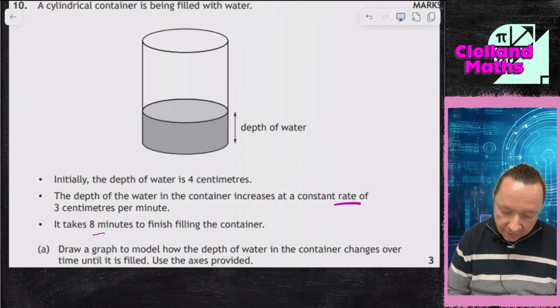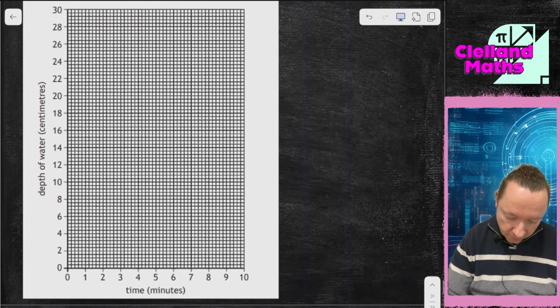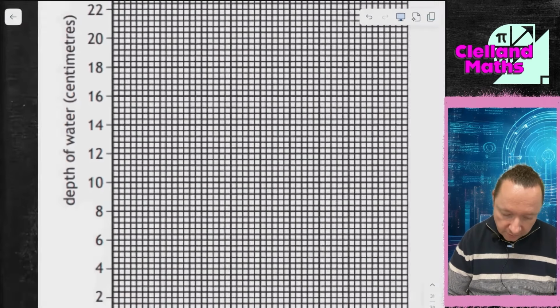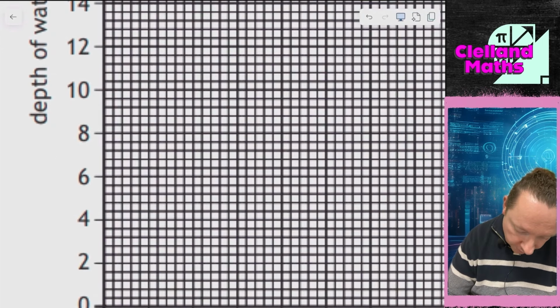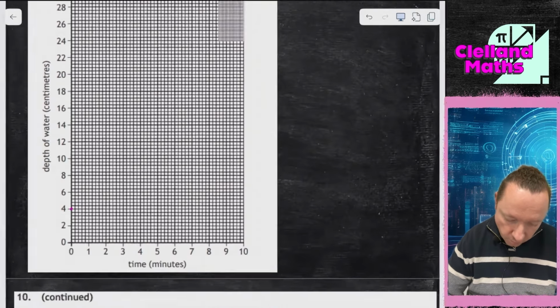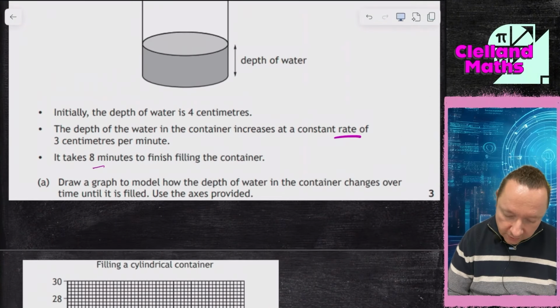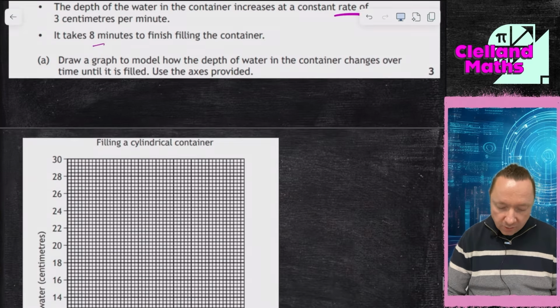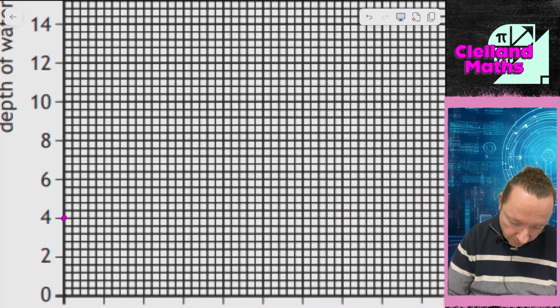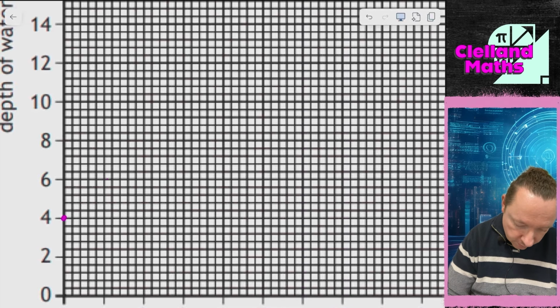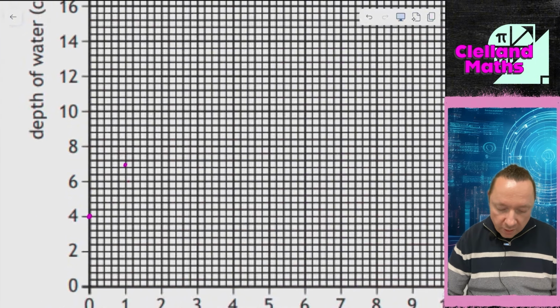So if we watch this, initially the depth is at 4 centimeters. The depth is up the side and time is along the bottom. So at time equal to 0, I am marking off 4. So that's just right there. It then says the depth of water in the container increases at a rate of 3 centimeters per minute. So every minute we go up 3 centimeters. So if I go along 1 minute, I need to go up 3 centimeters from 4, so that's 7. So 6, 1, 2, 3, 4, 5 in the middle there. And I'll keep doing that.